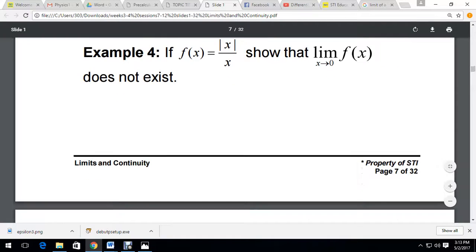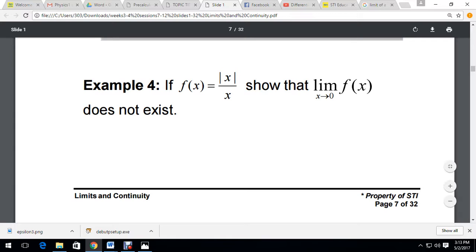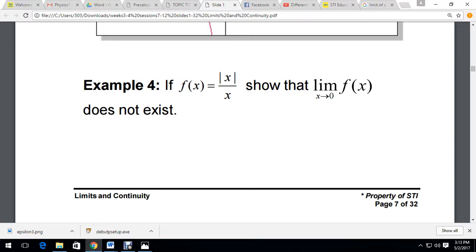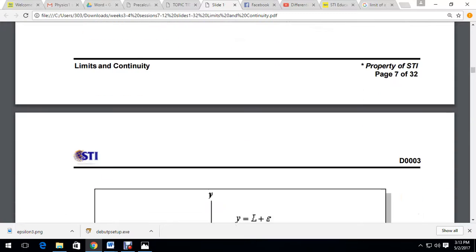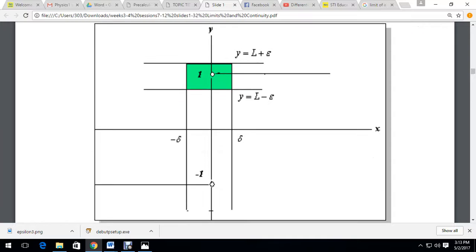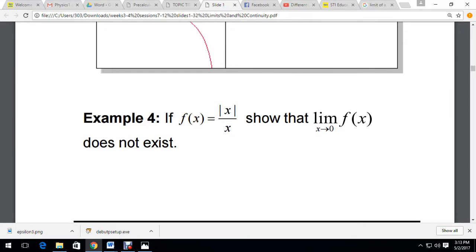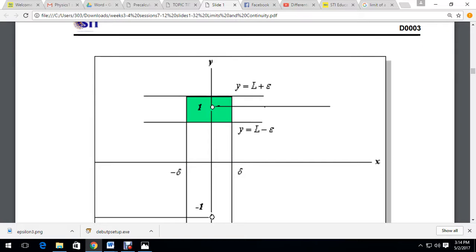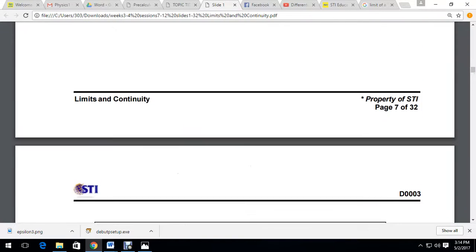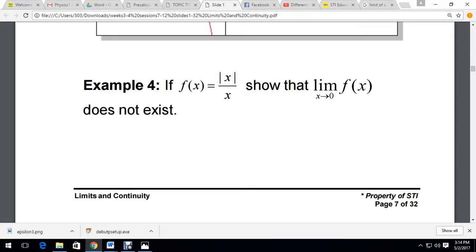Okay, so let's have example number 4. If f of x is equal to the absolute value of x over x, show that the limit of f of x as x approaches 0 does not exist. Okay, so again, we define the form of the function. We take note that if we try to graph the values of this function, f of x equal to the absolute value of x over x, then the graph of the function would be this one.